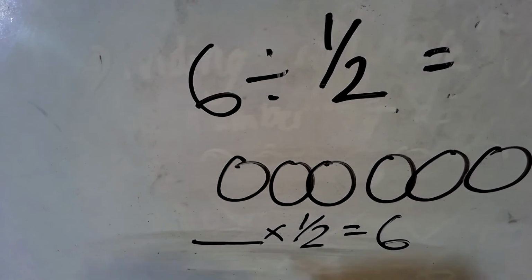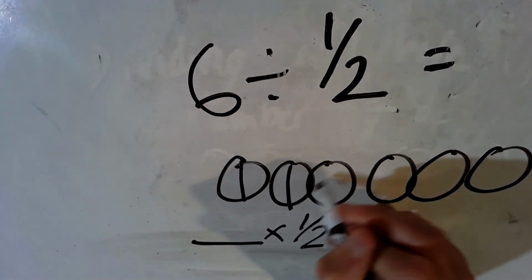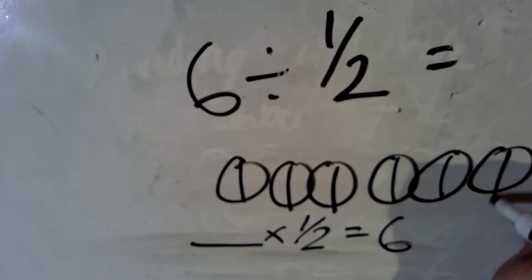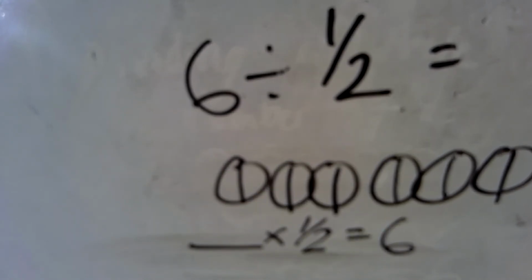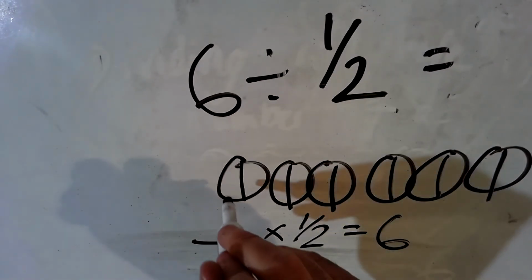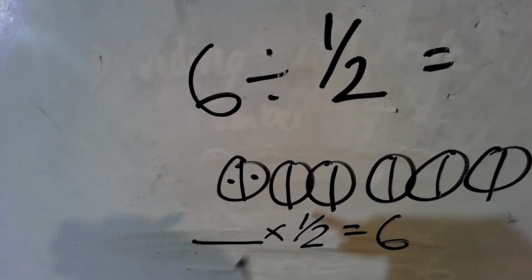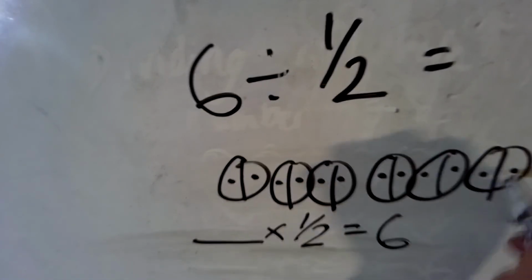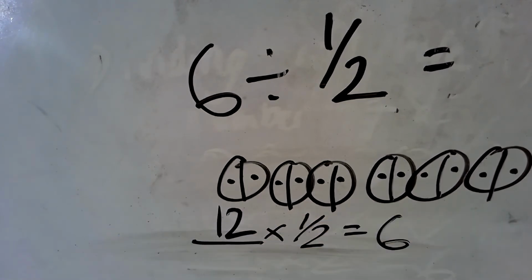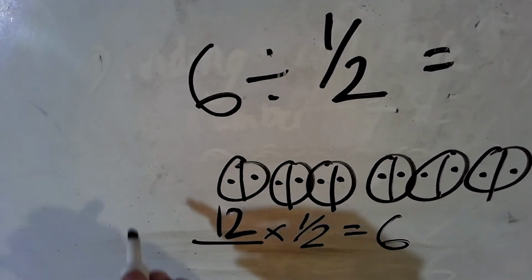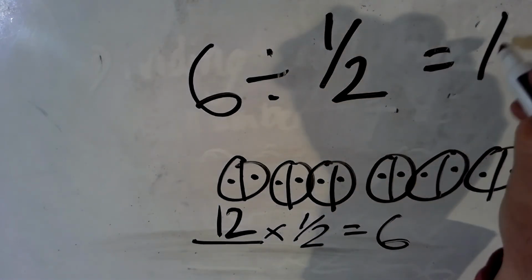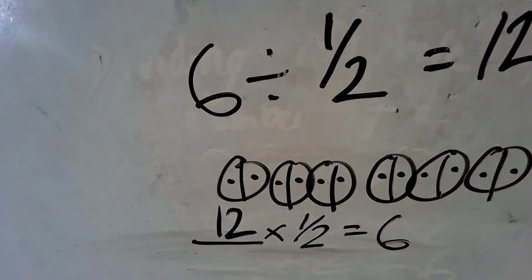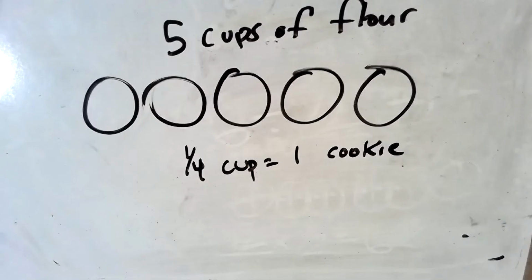Well, let's see. Let's divide our pies in halves. How many 1/2s are there in 6? There's 1 1/2, 2 1/2s, 3, 4, 5, 6, 7, 8, 9, 10, 11, 12. There are 12 1/2s in 6. So 6 divided by 1/2 is actually 12. Whoa.